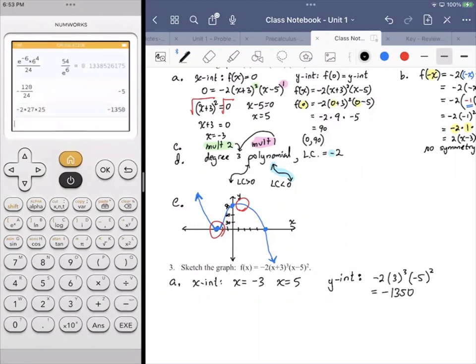So I'm going to really scale the living daylights out of this graph. Sorry, dry throat.